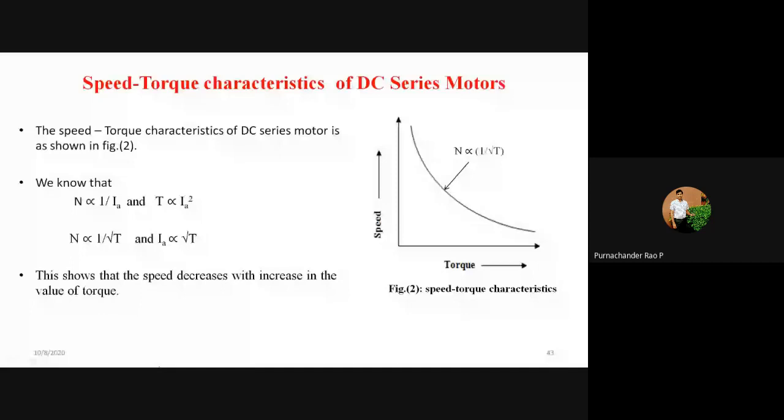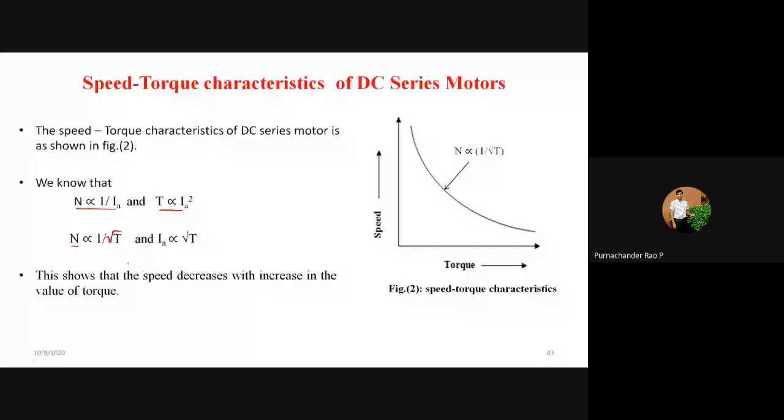So as we know, the speed N is inversely proportional to Ia for the series motor. We have derived this, and we know that the torque is also proportional to Ia square. Therefore, your speed versus torque relationship will be given as N is inversely proportional to 1 by under root of T.